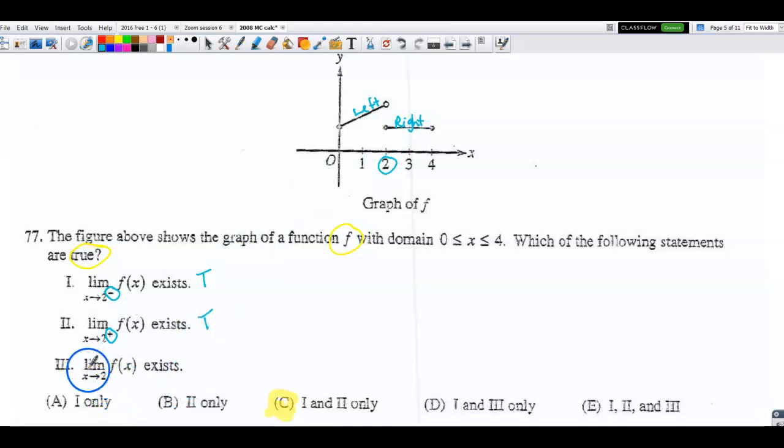And number 3, the limit as x approaches 2 overall, so this is the overall limit, but these two limits do not agree. So the left limit exists and the right limit exists, but the left and right limits do not agree. Therefore, the limit overall does not exist. That's a false statement. So we're looking at C, 1 and 2 are true.